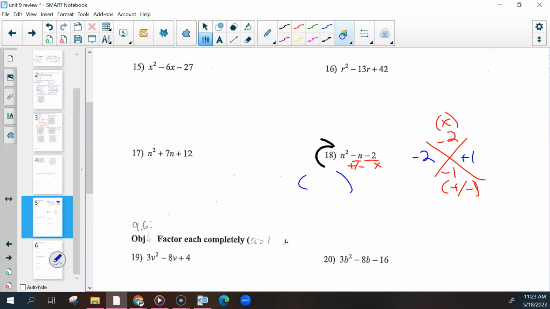And then you can make your two factors. N is your variable, put that first, and then your two numbers, -2 plus 1.